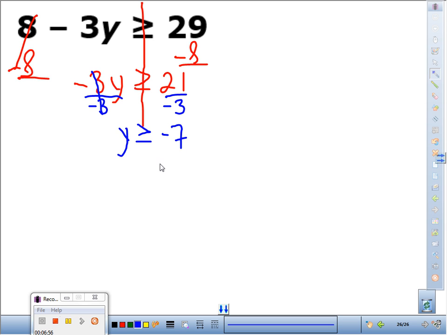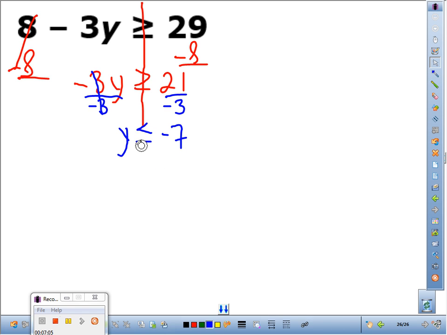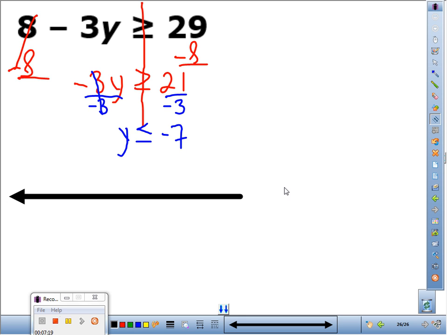So, you caught it already? What is it? Yes, just be careful to make sure you flip it because of the negative. So make sure you flip it when you're multiplying or dividing by a negative. Okay, continue, Lauren G.